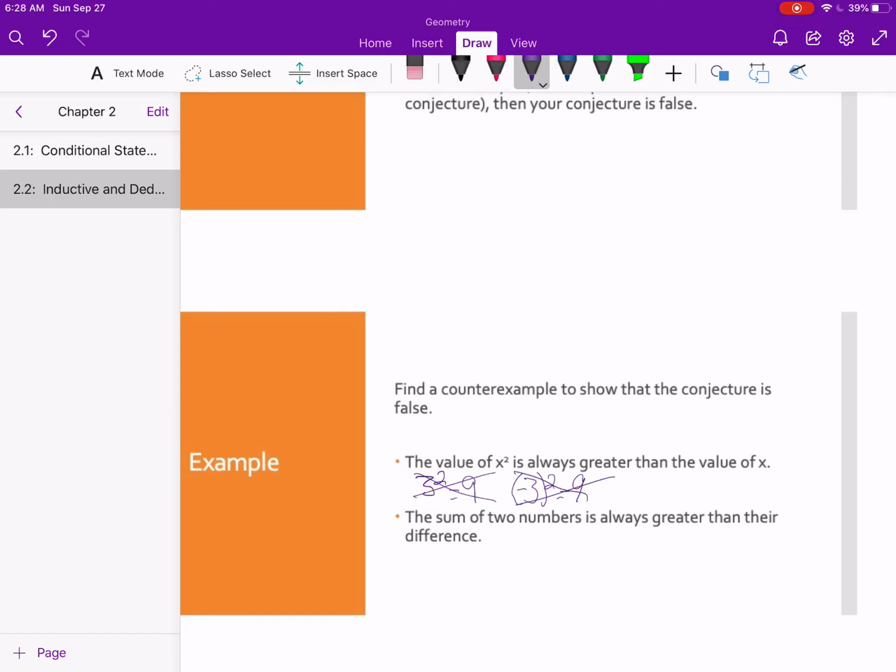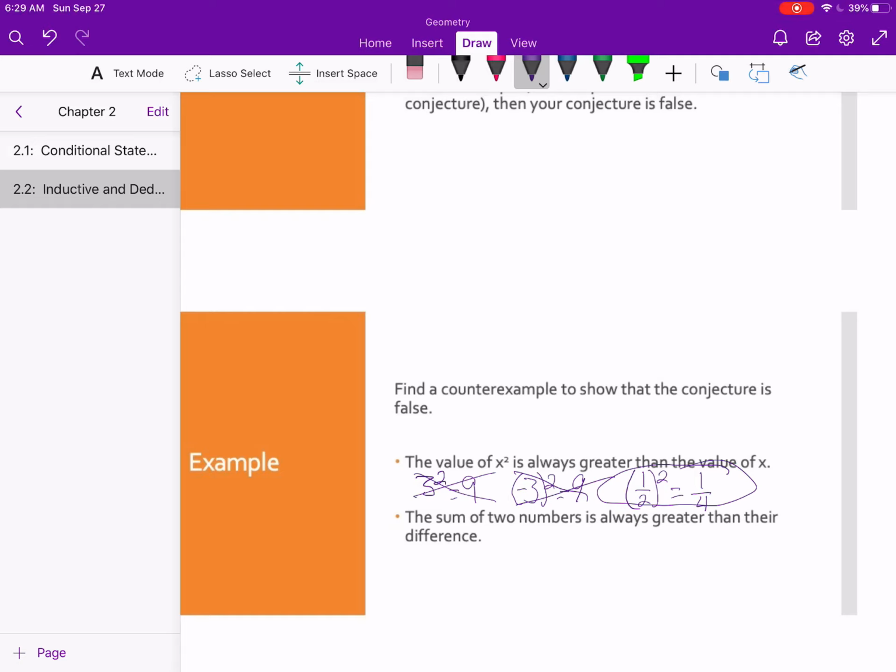So we tried positives, we tried negatives. Let's try fractions. 1/2 squared, 1/2 times 1/2 is 1/4. Well, 1/2 is greater than 1/4, so that one contradicts, or it's a counterexample. So there we go, found one. So try different kinds of numbers, and you should be able to figure out one of them doesn't work.